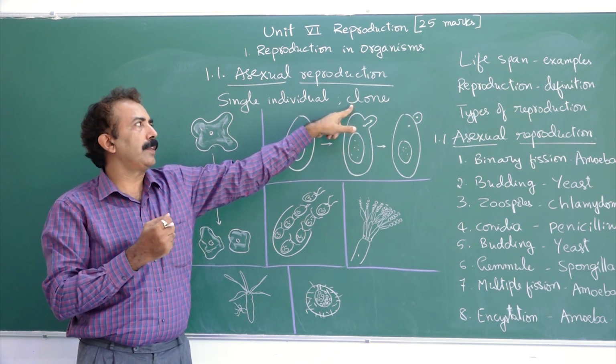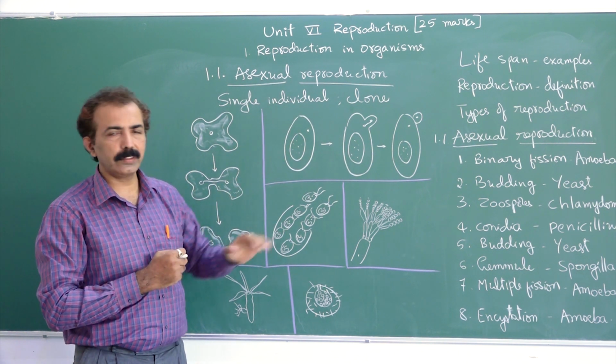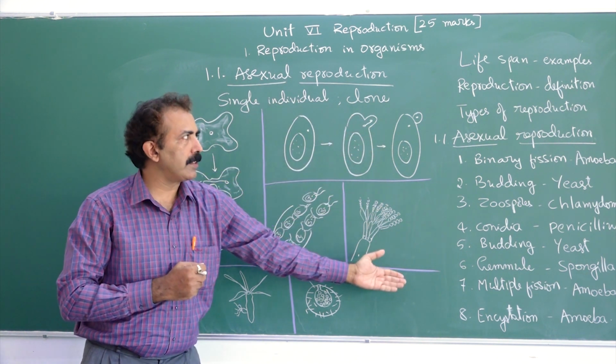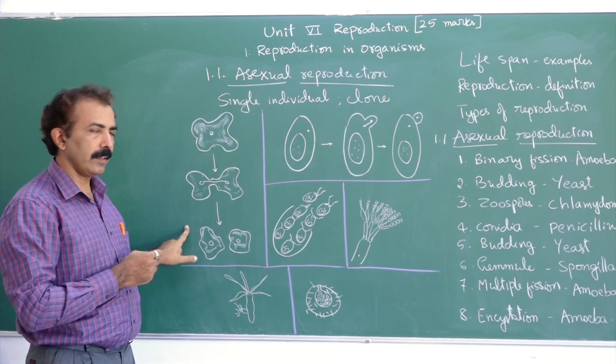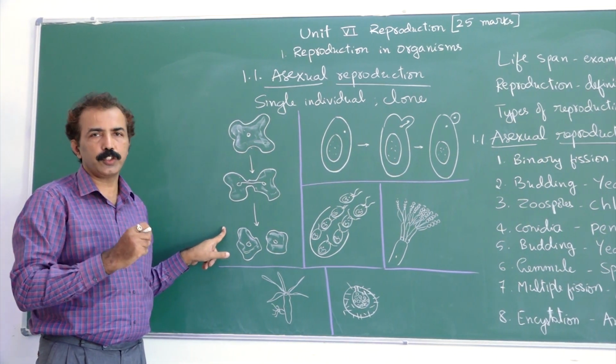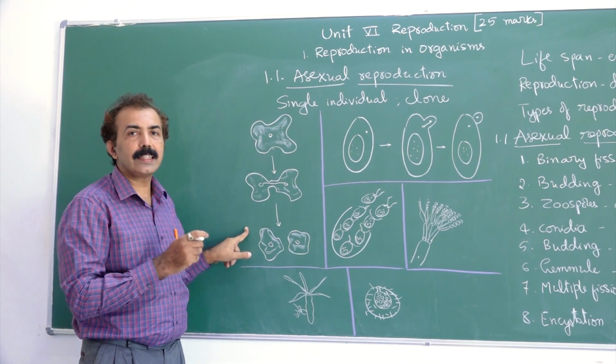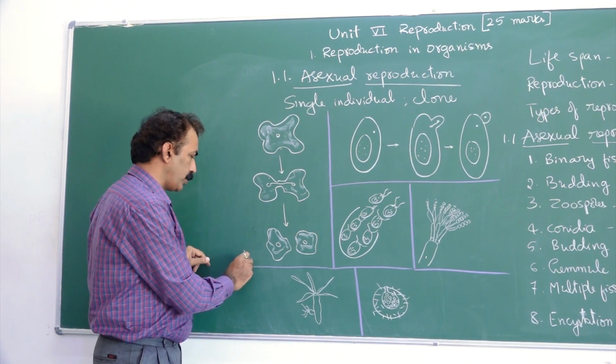Let us take some examples, we will get a better idea about this. I have listed the examples here, of asexual reproduction. The first example is binary fission. You can quote several examples for binary fission.